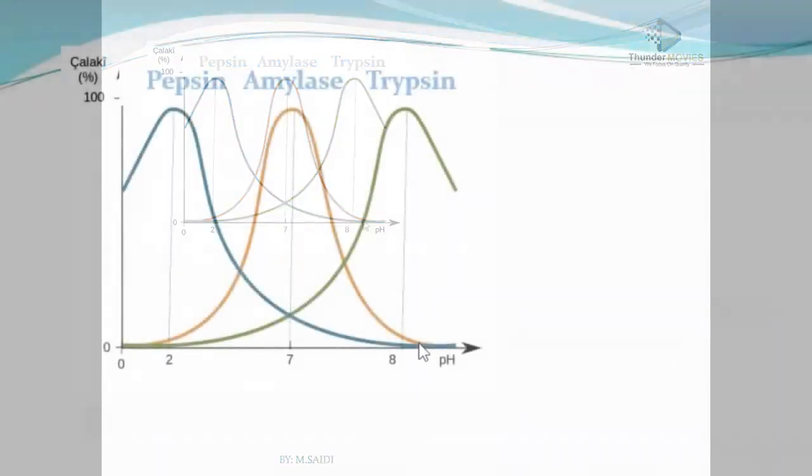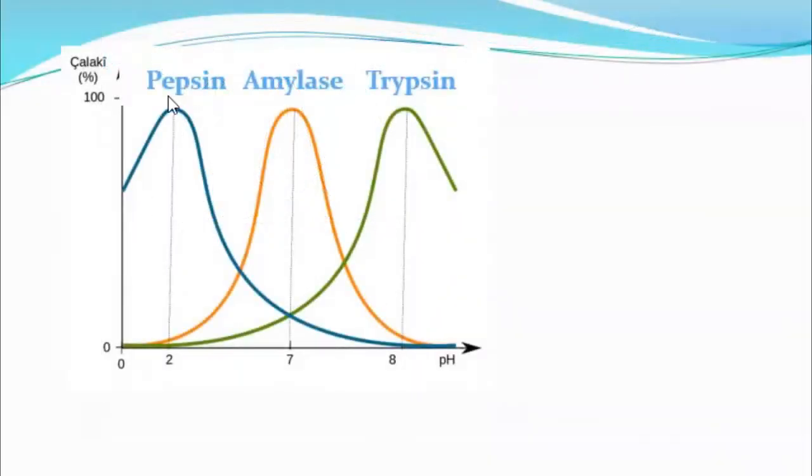So here is an example. This is an enzyme, pepsin. This is amylase, and then this is trypsin. Pepsin works in acidic medium from 0 to 8 pH. This is the pH, this is the activity. You find that it is maximum when the pH is 2. If it goes to alkaline or to neutral, then the activity stops, you see.